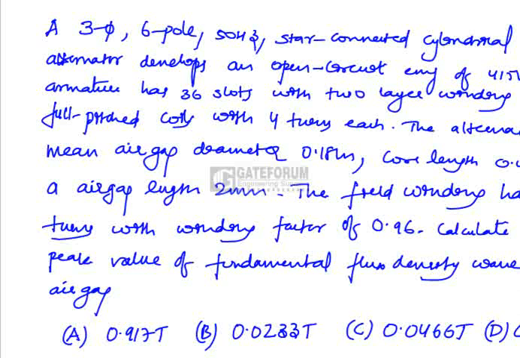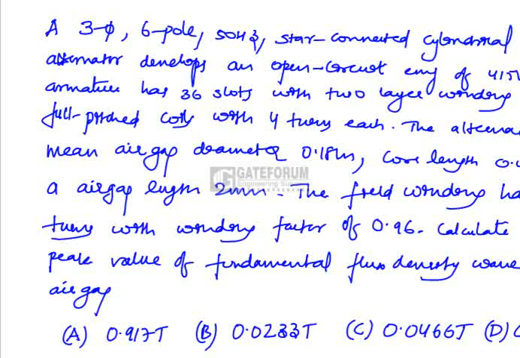Series turns per phase, which I will represent as N phase, is equal to 36 into 4 by 3, which is equal to 48. The armature has 36 slots with a 2-layer winding of full pitch coils with 4 turns each. So the total number of conductors here is 36 into 4, and this is a 3-phase machine, so divided by 3, which is equal to 48 series turns per phase.